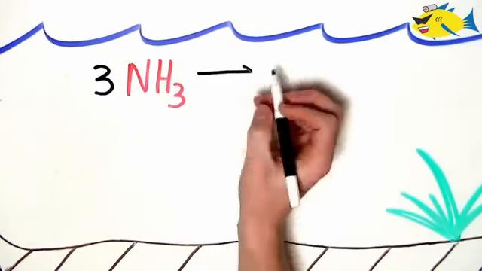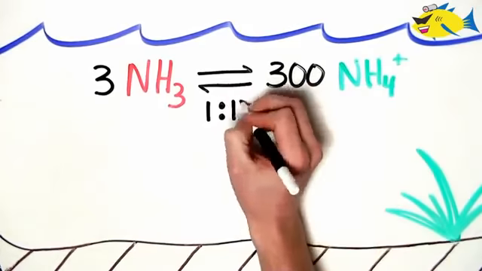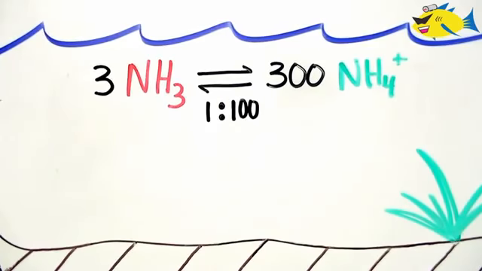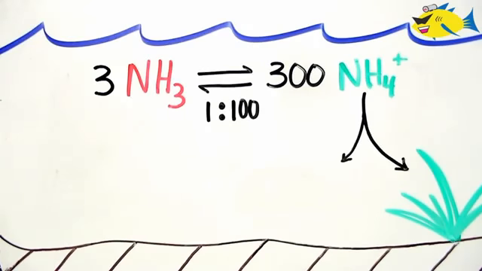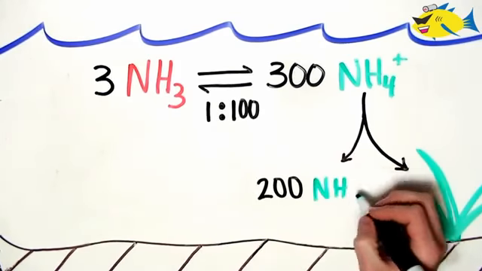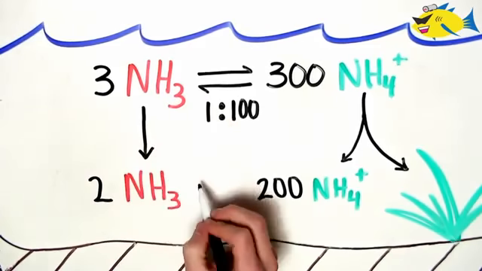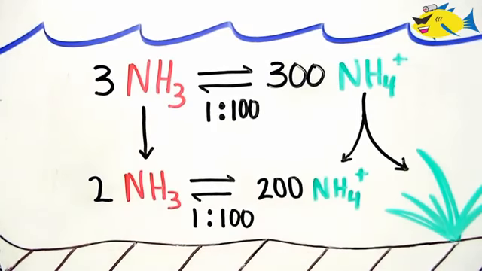For example, say we have 3 molecules of ammonia and 300 molecules of ammonium, fulfilling our 1-to-100 ratio at a constant pH of 7.2. If our plants consume 101 molecules of this available ammonium, this will in turn force 1 molecule of ammonia to protonate, forming ammonium, thus restoring the ratio of 1-to-100. This is just one of the several biological processes which work in our favor to detoxify this compound.